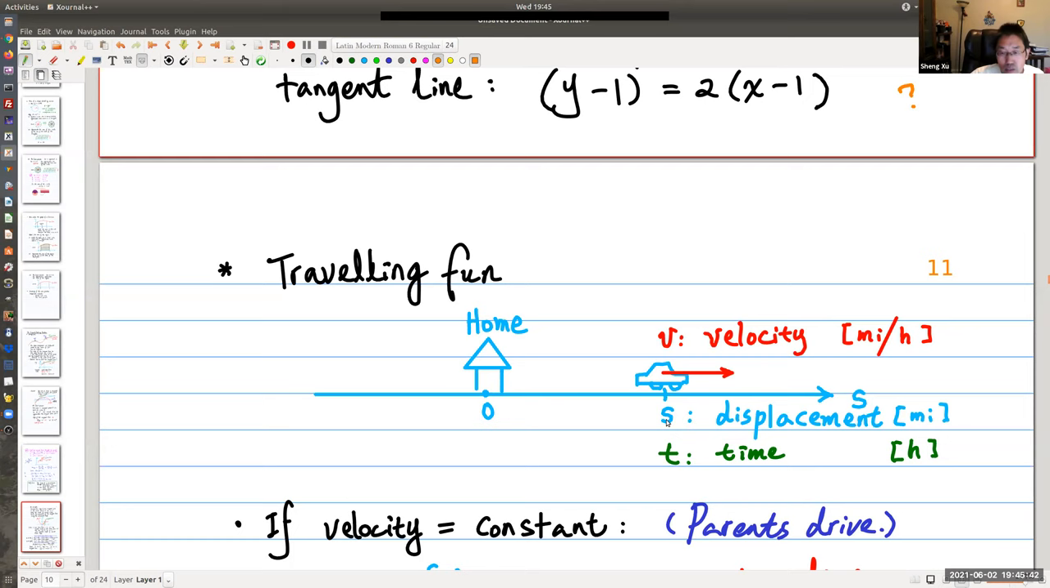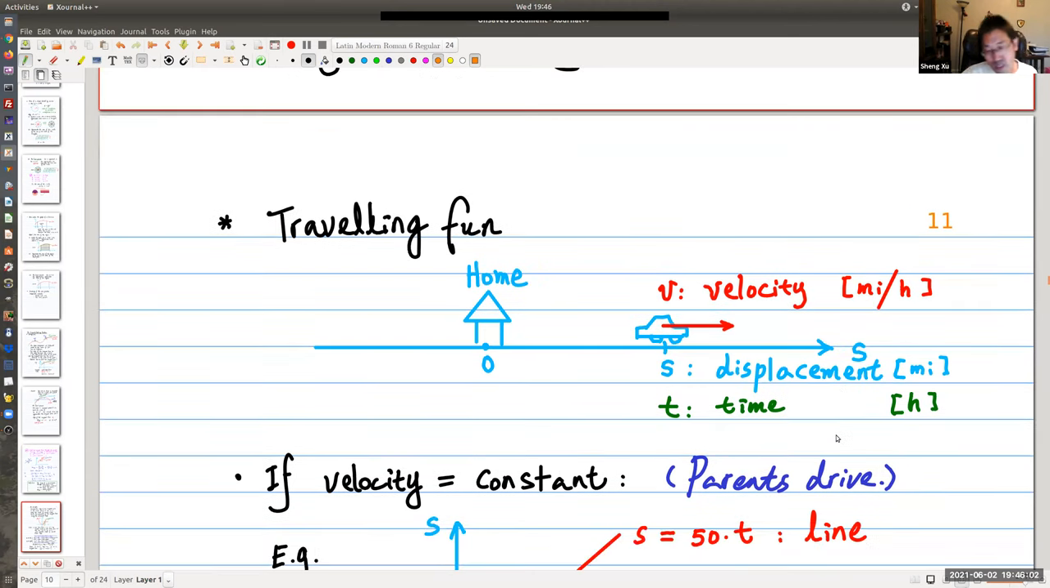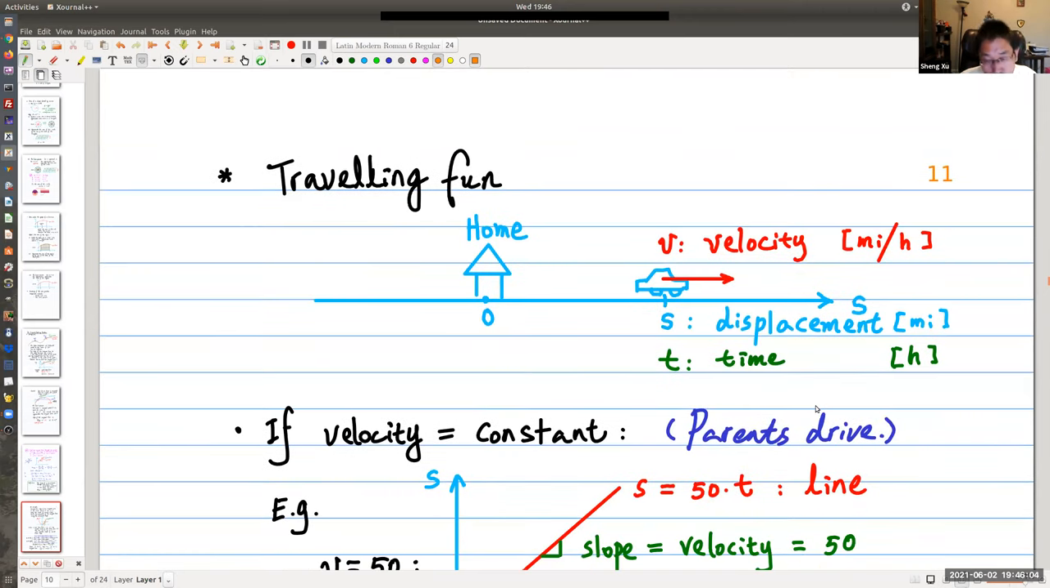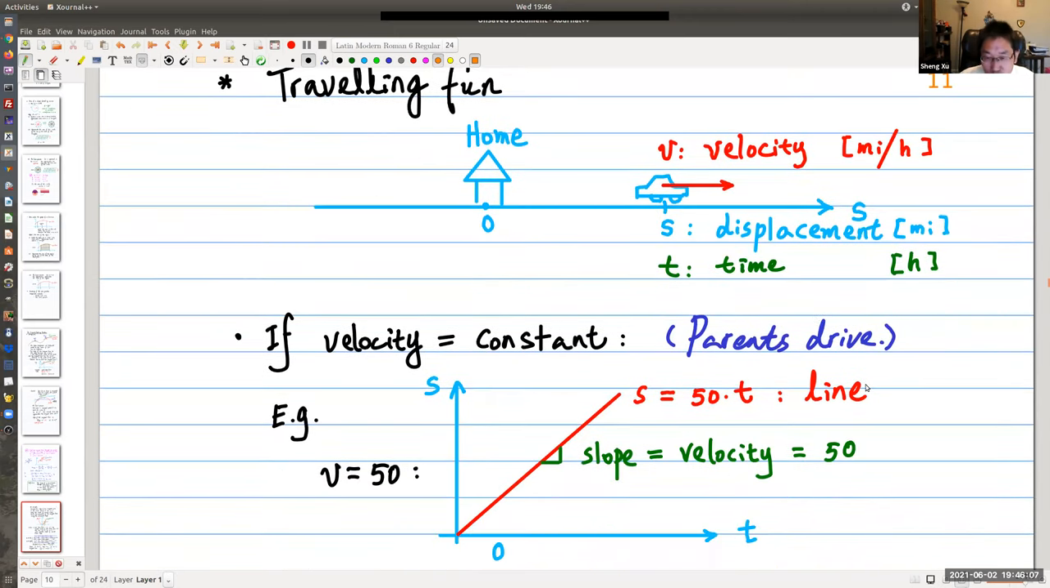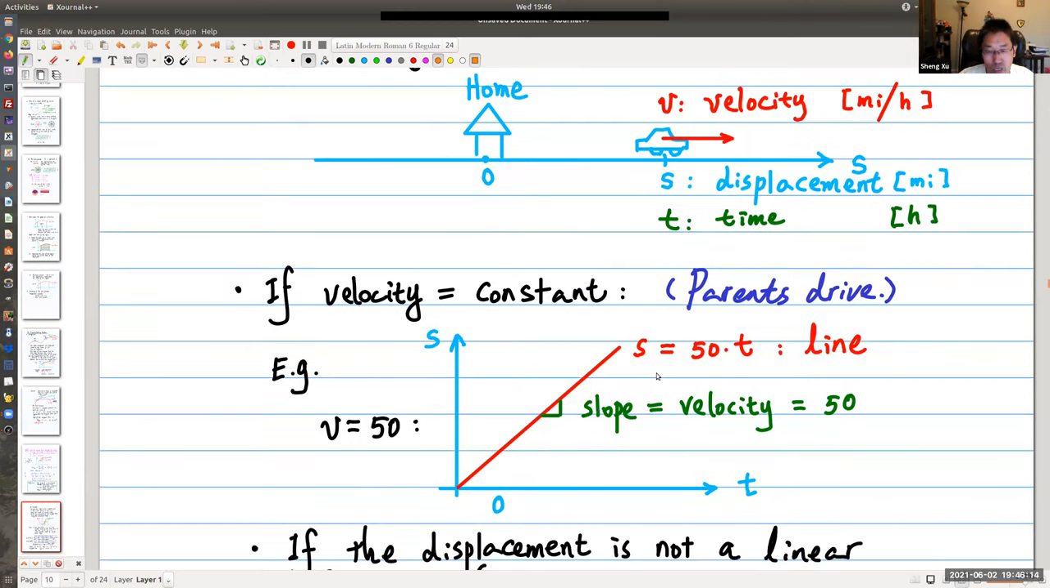I denote that distance by S, say in miles. So S is a function of your driving time, denoted by t in hours, and the velocity of your car is in miles per hour. Now, if your parents drive very stably, but it's a little bit boring, the velocity is a constant, say 50 miles per hour.